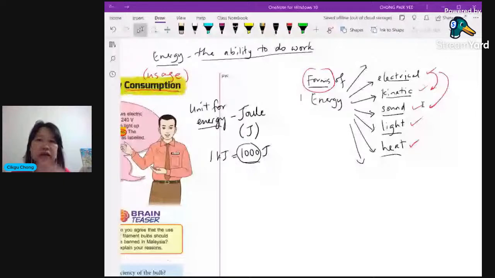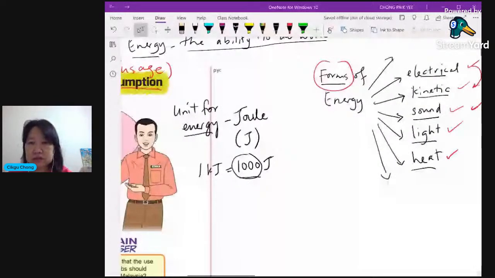There are about 8 types of energy if you look up. Now, how do we calculate energy? What is the unit for energy? All these forms of energy, no matter what form it is, all of them have the unit called joule, J-O-U-L-E.